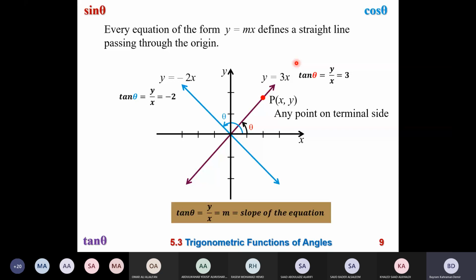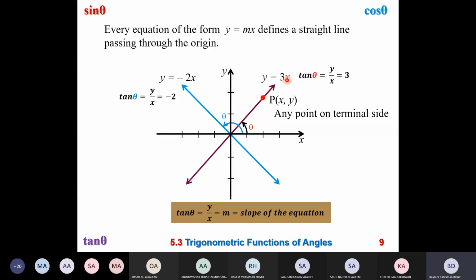If you replace y with 3x and simplify, you will get tangent equals 3. So tangent is always equal to 3, which is the slope of the line, as you remember, right? Tangent of theta gives you the slope of the line.